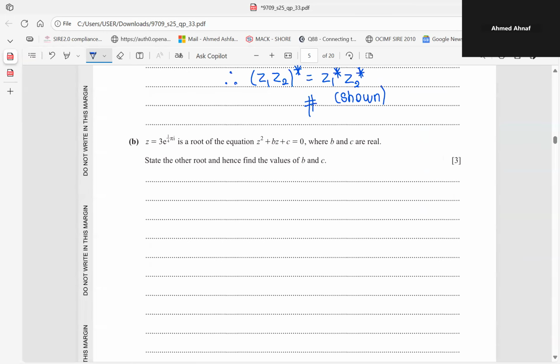Okay, so here they told us that Z equals 3 times e to the power of pi over 4 i is a root of this equation right here, where b and c are real. So for this, you have to state the other root and hence find the values of b and c. Okay, so here we have a quadratic equation. So that means we must have two solutions, where one of the solutions is this one.